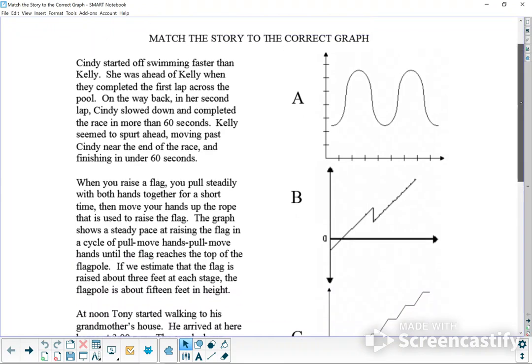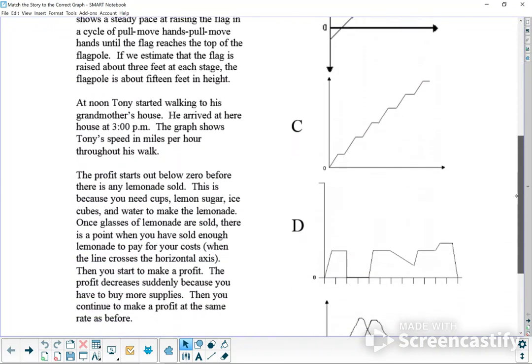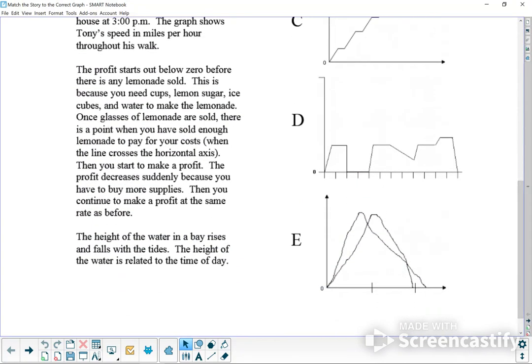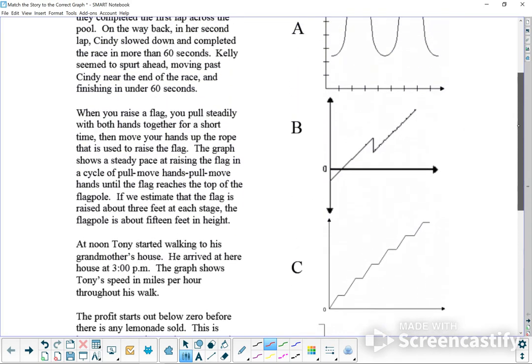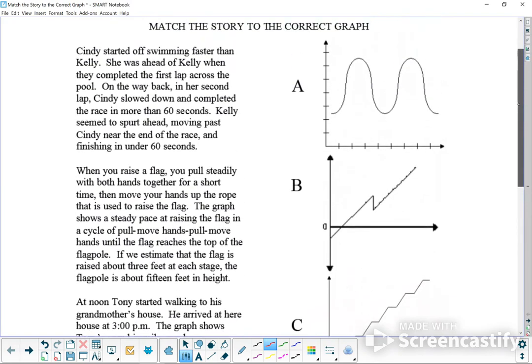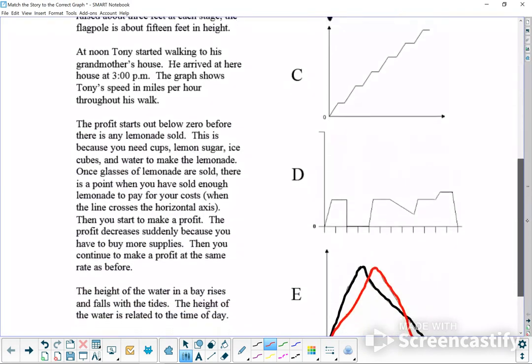You look at all of these. I mean, the first one obviously should be E because there's two of them. And you can see that one of them actually gets further ahead earlier on, but it slows down and finishes later, whereas the second person is a little slower, but then finishes first. So there's actually two graphs going on, and if you read through the rest of these, that's obviously Cindy and Kelly. So that's why one should be E.